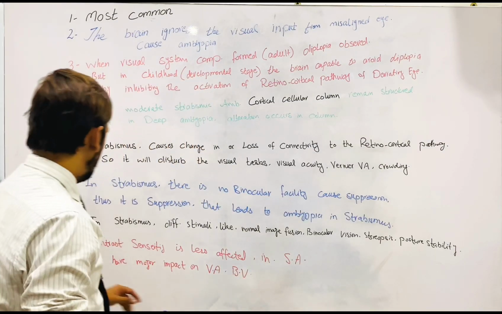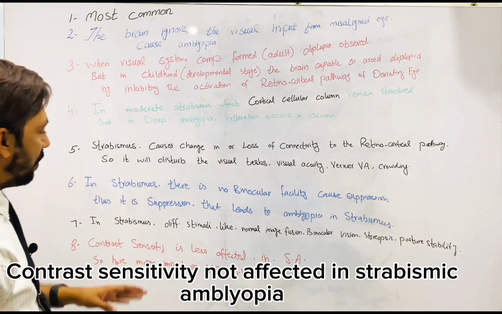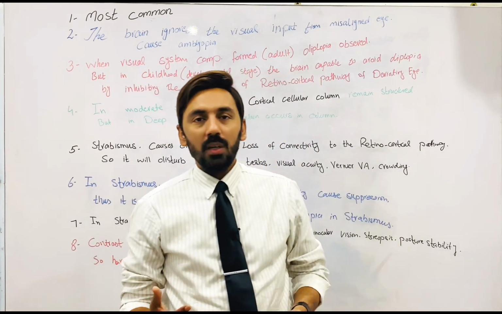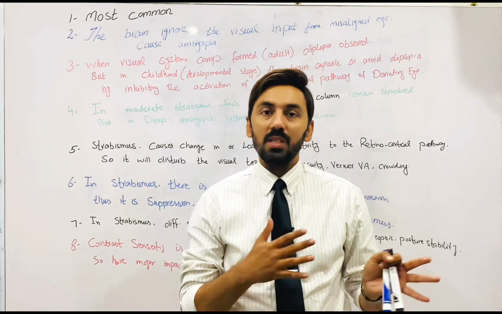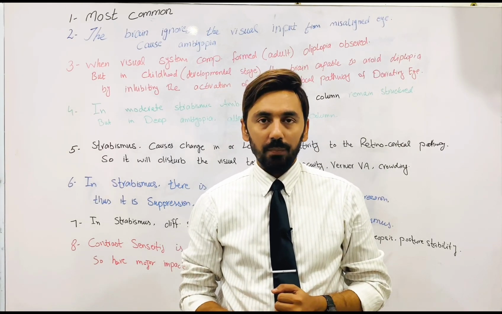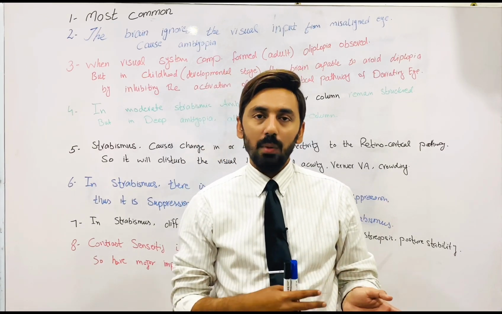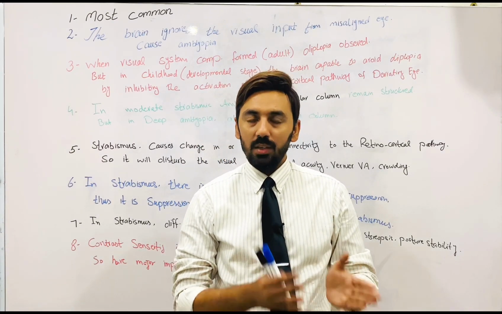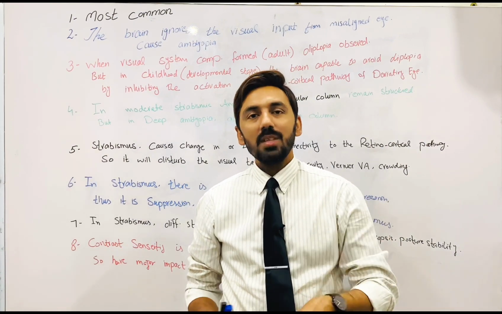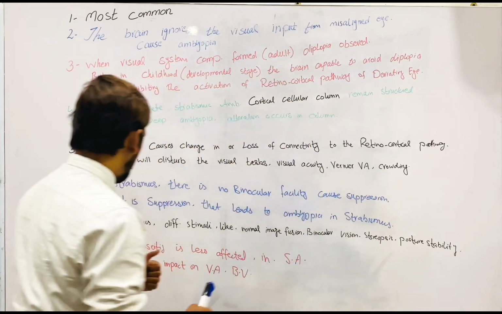And now our last point is the contrast sensitivity is less affected in strabismic amblyopia. This is a very important point. Remember that in strabismic amblyopia, the contrast sensitivity will be preserved. There is no effect on contrast sensitivity, right? If the patient is strabismic amblyopic, then his or her contrast sensitivity is not affected, right? The contrast sensitivity will be affected in anisometropic amblyopia, right?